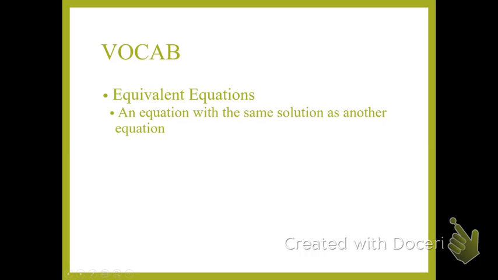Next up, we have a few new vocabulary words. The first one is equivalent equations. Equivalent equations are equations that have the same solution. So for example, x plus 3 equals 5 and x equals 2, they both have the same solution, namely x equals 2. Another equation I could add to this list if I wanted, I could have 2x equals 4. That also has a solution of x equals 2, so it's another equivalent equation.